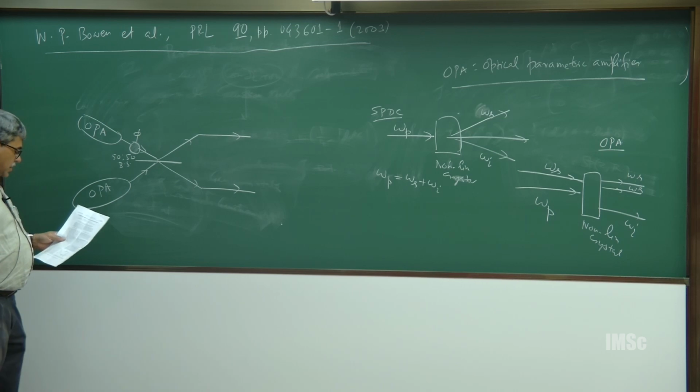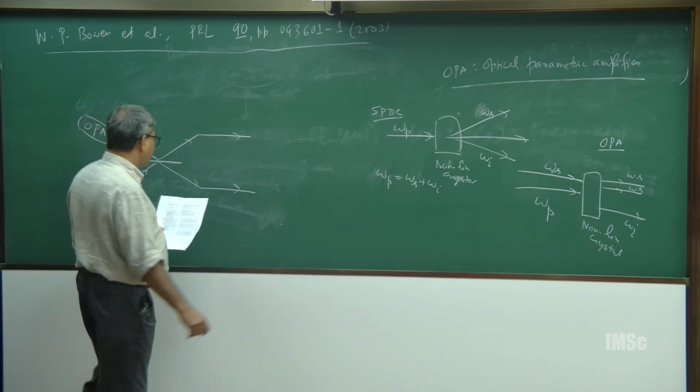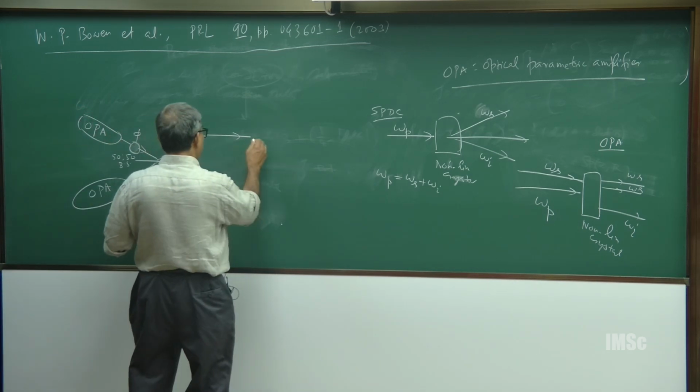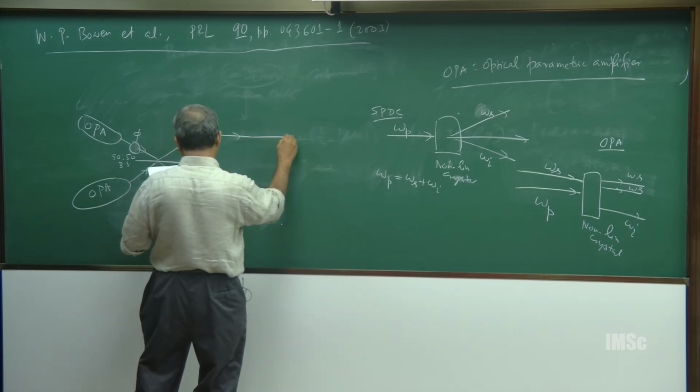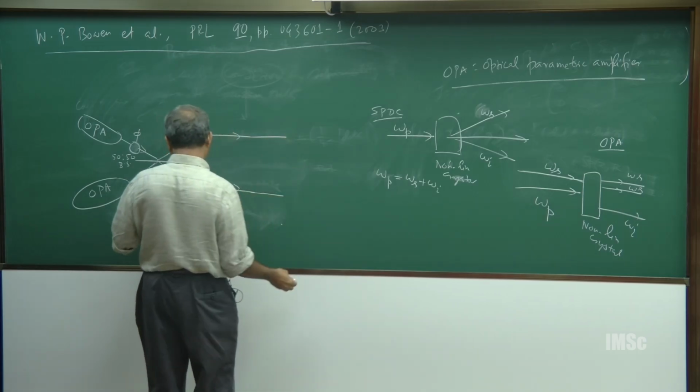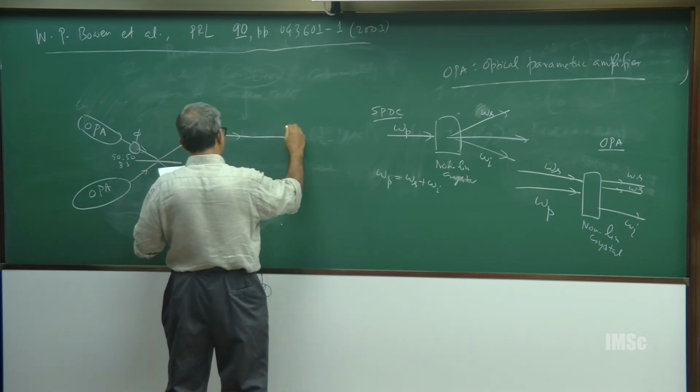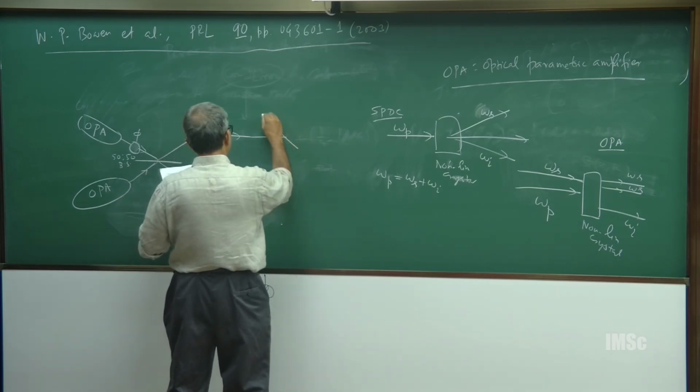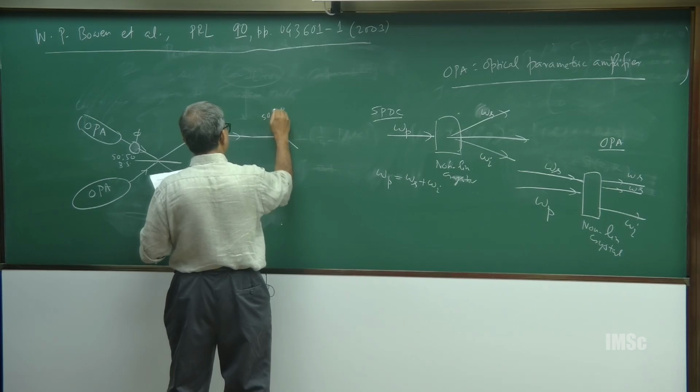Okay. So, now for the timing I will not draw this part. Let me draw this part first. So, you have again a 50-50 beam splitter. This is the 50-50 beam splitter.